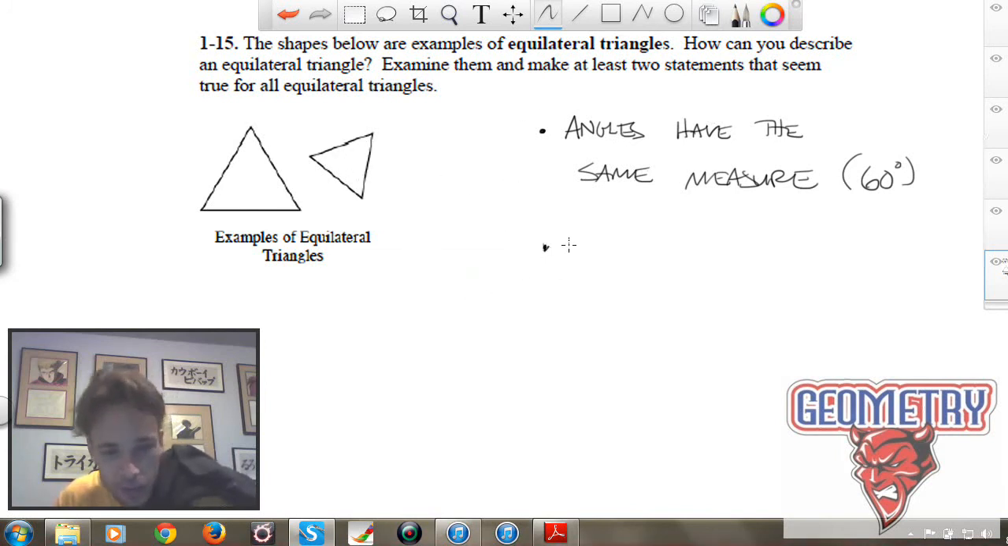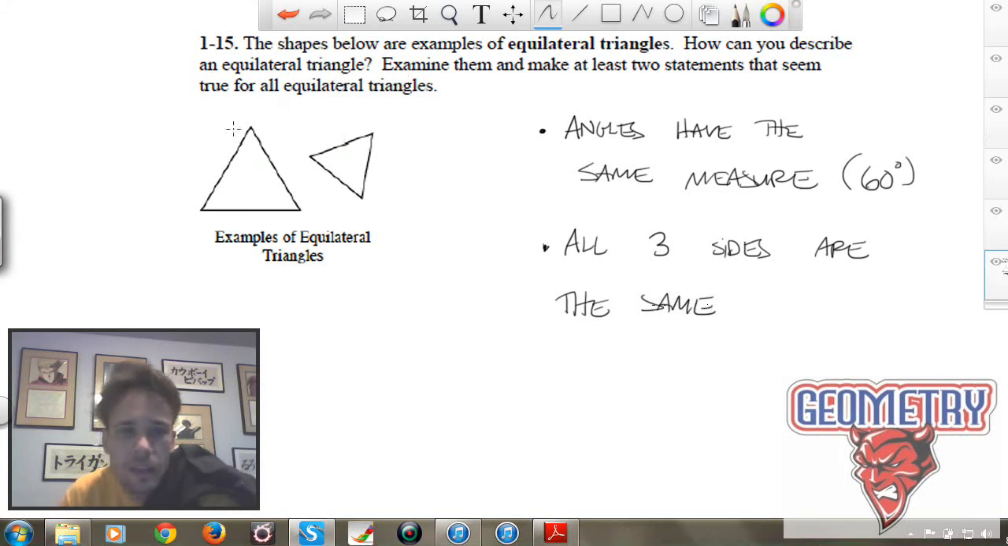Not only are all three angles the same, all three sides are the same length. And so we usually mark that with tick marks here. So these tick marks indicate that the corresponding sides are equal, they're the same. So that would be our notation to show that it's an equilateral triangle. We could also do the tick marks and the angles as well. It would be kind of redundant once we know it's an equilateral triangle. So there's two statements about equilateral triangles.